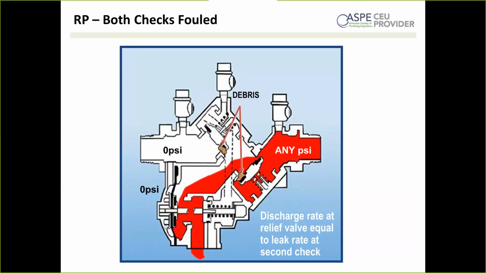So you have 2 fouled checks, you lose pressure, right? You have a water main break. We want to make sure that this valve is going to keep our water safe. So it has to discharge quite a bit to do that.